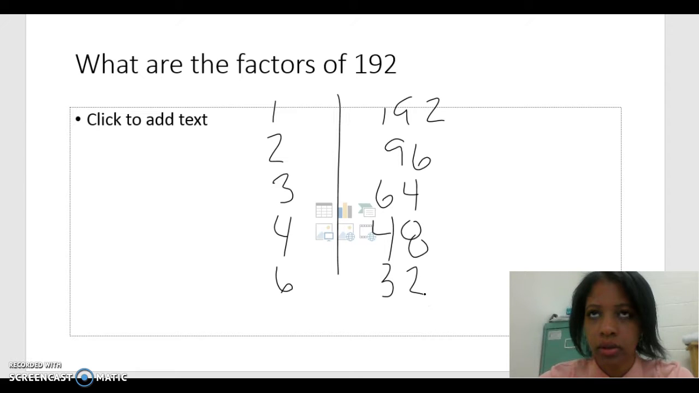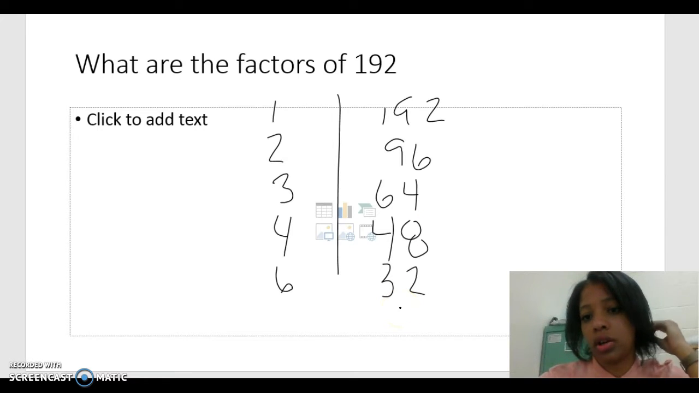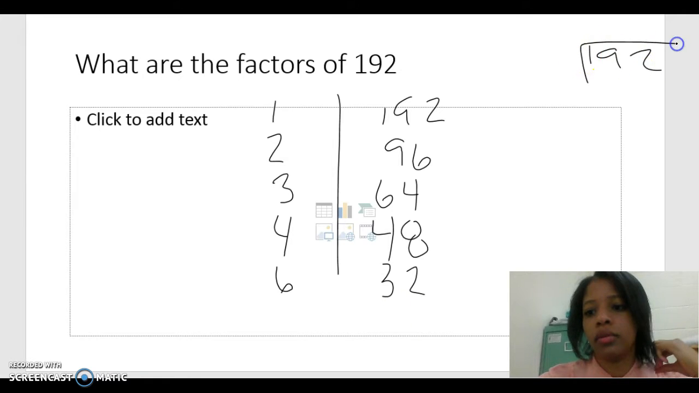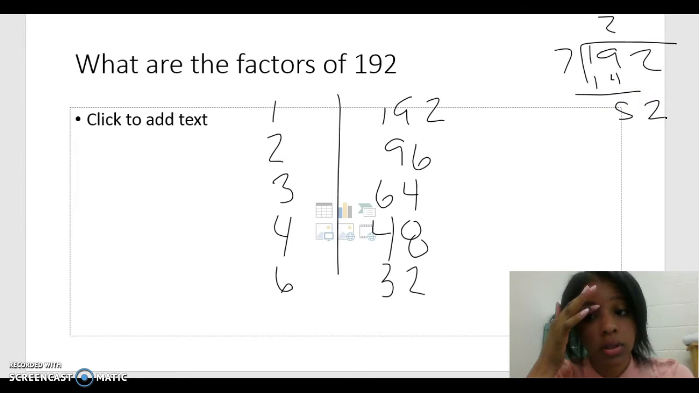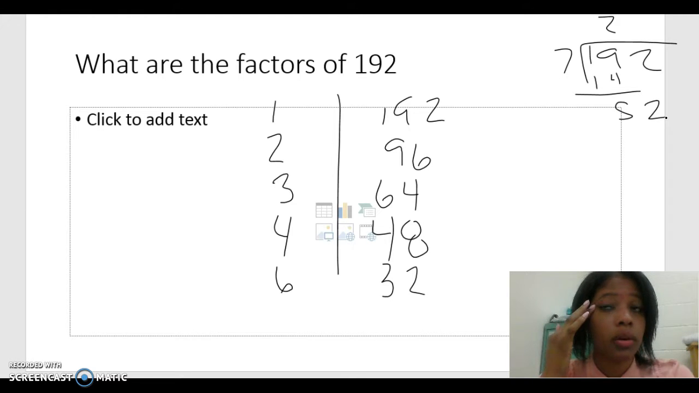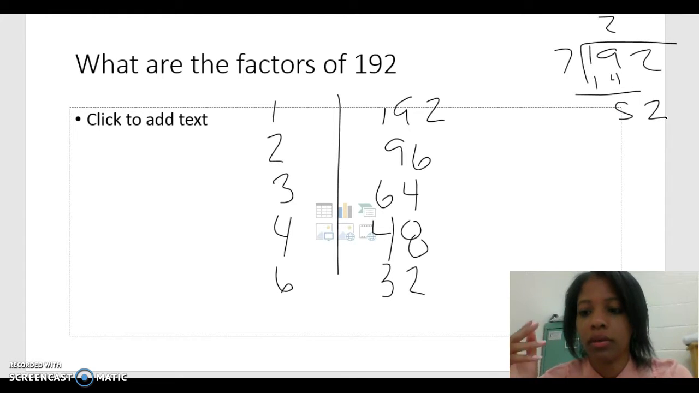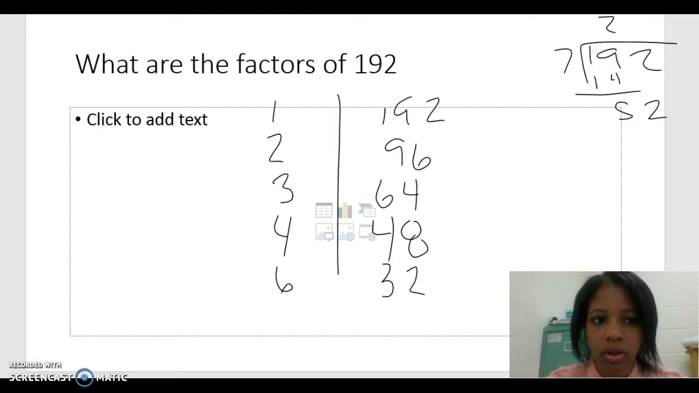7, will 7 work? I don't know about 7. Let's try it anyway. So 192. And if you don't know whether a number is going to work, just divide, because division is the opposite of multiplication. So if I don't know what multiplies by 7 to give me 192, I'm just going to divide 192 by 7. That's what I've been doing this whole time. How many times does 7 go into 52? And you want them to go in evenly. So 7 cannot go into 52 evenly, so 7 would not be a factor of 192.